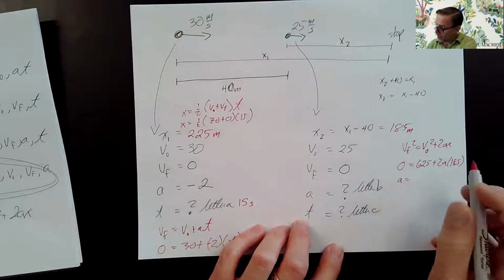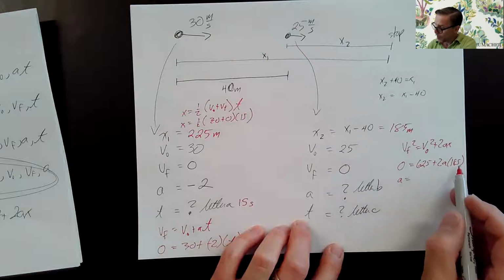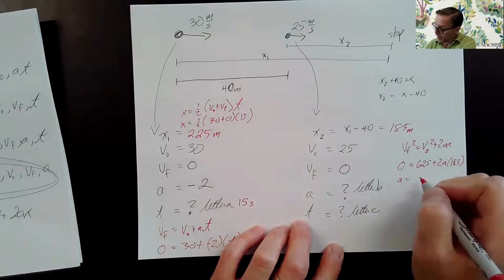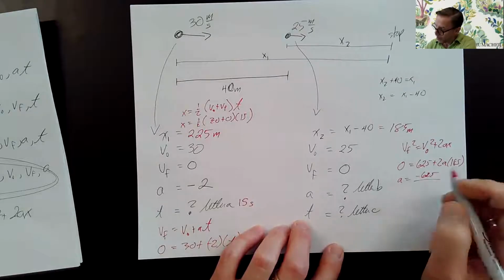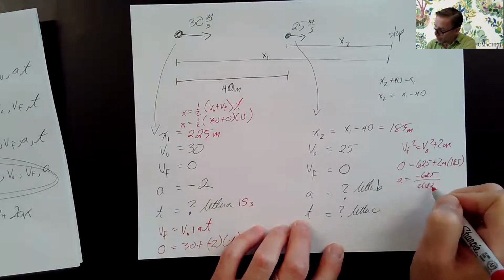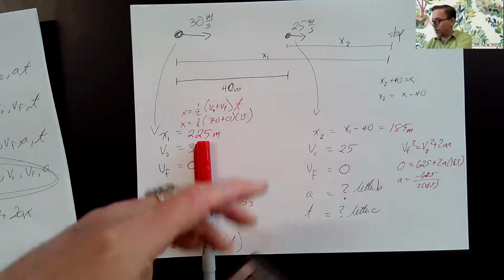A equals 625 divided by, let's see, negative 625 over 2 times 185. And you can do that on your calculator or ask Siri for some help.